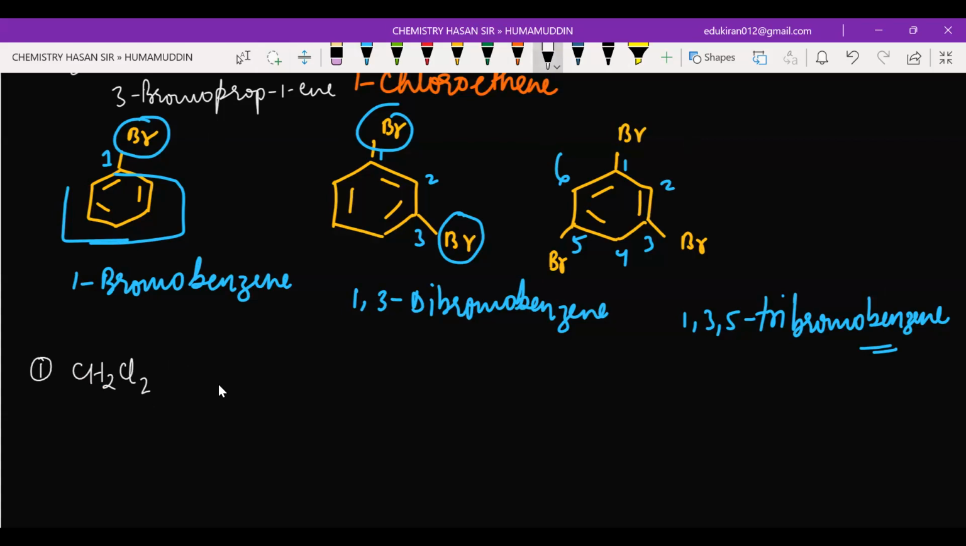I think it will be active on the app. Write the names of some important compounds: CHCl3, and then you can write CHBr3, and then CHI3. These three.